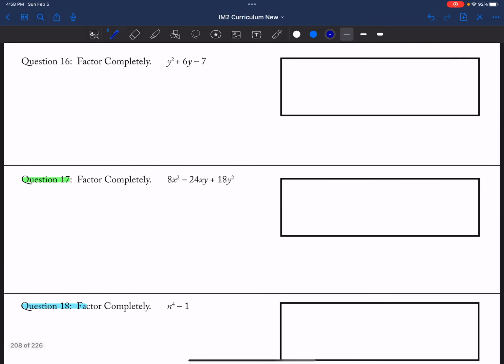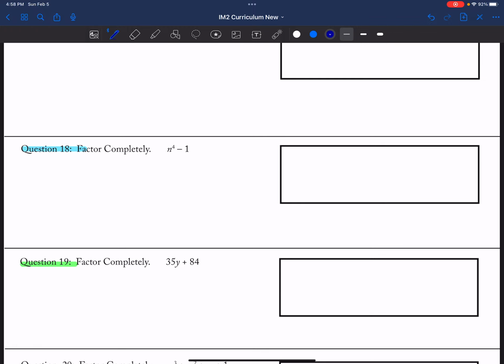Okay, 14, 18. So this is like a difference of squares. So this is going to be n squared minus 1 and an n squared plus 1. And then my first parentheses factors to an n minus 1 and an n plus 1. And then I copy down my second parentheses, which is n squared plus 1. So this is n minus 1, n plus 1, and then an n squared plus 1.